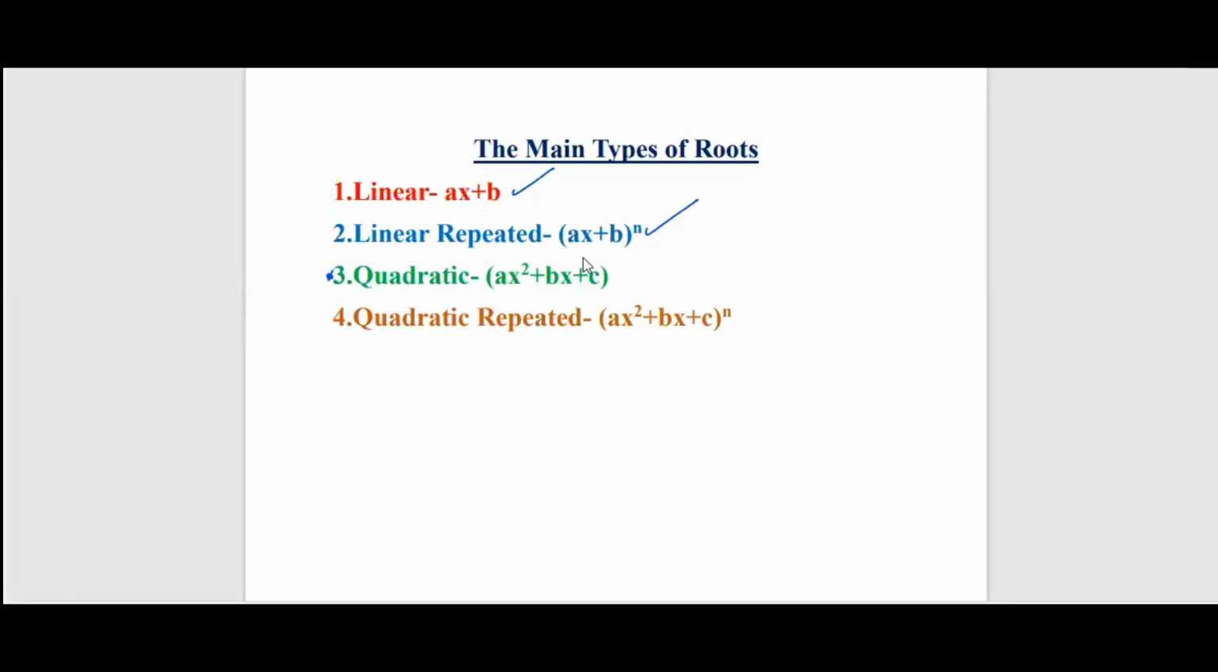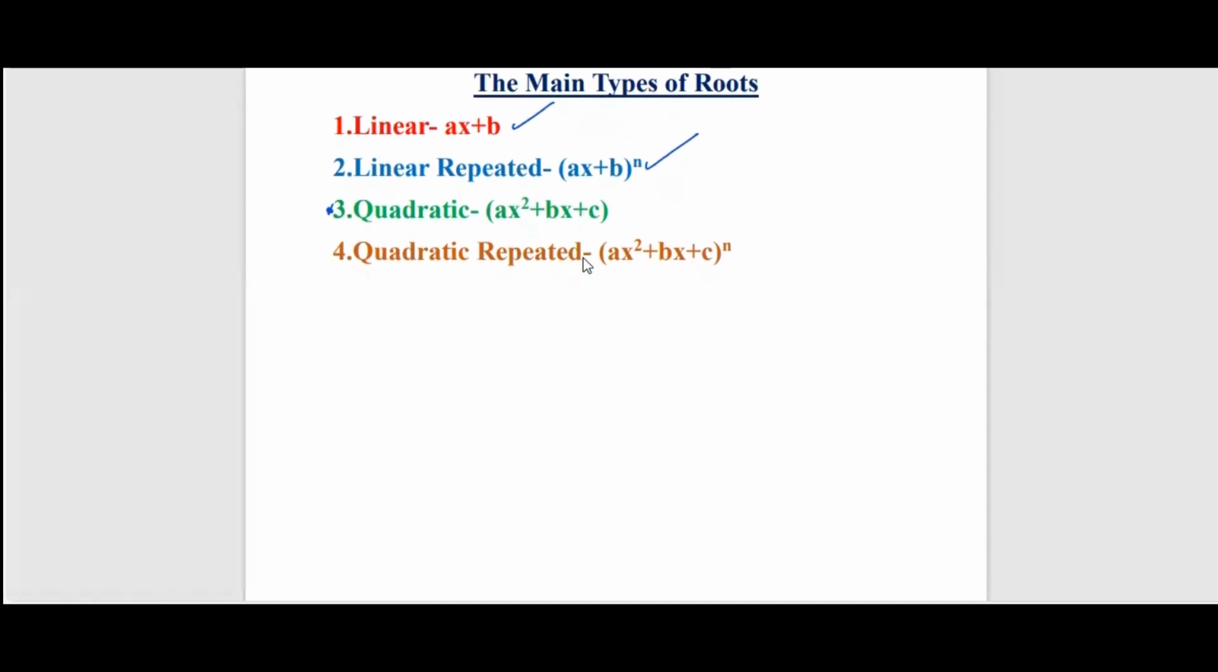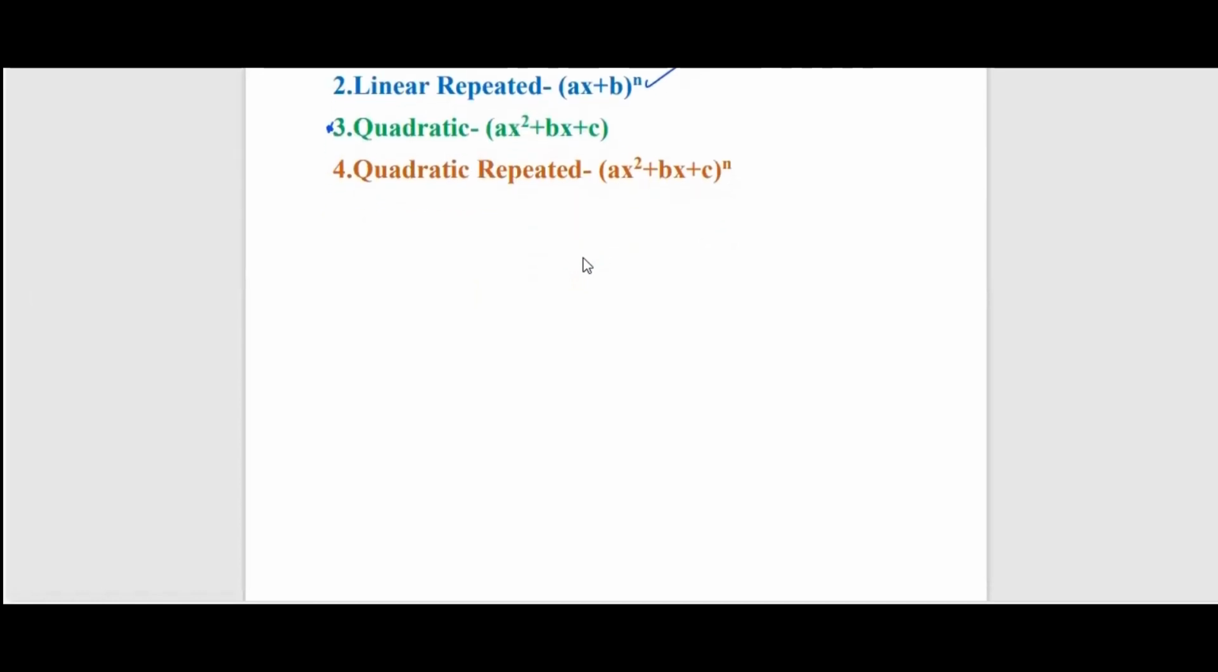Alright guys, in this video we'll be going through the quadratic roots. From before, we did the linear repeated, so now we'll do the quadratic. The quadratic is basically when you cannot factorize it into linear factors, so you're just left with the quadratic. That means it's fully factorized. It can't go any further. That is the fullest you could get.